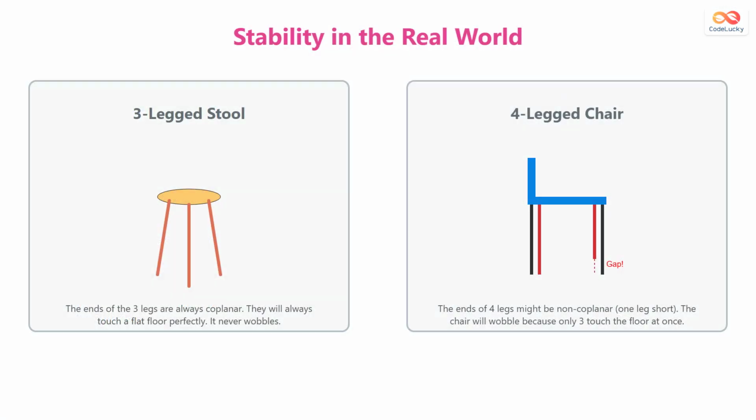We can see this in the real world with furniture. A 3-legged stool never wobbles because its 3 feet are always coplanar and fit the floor. A 4-legged chair might wobble if one leg is shorter because those 4 points are non-coplanar.